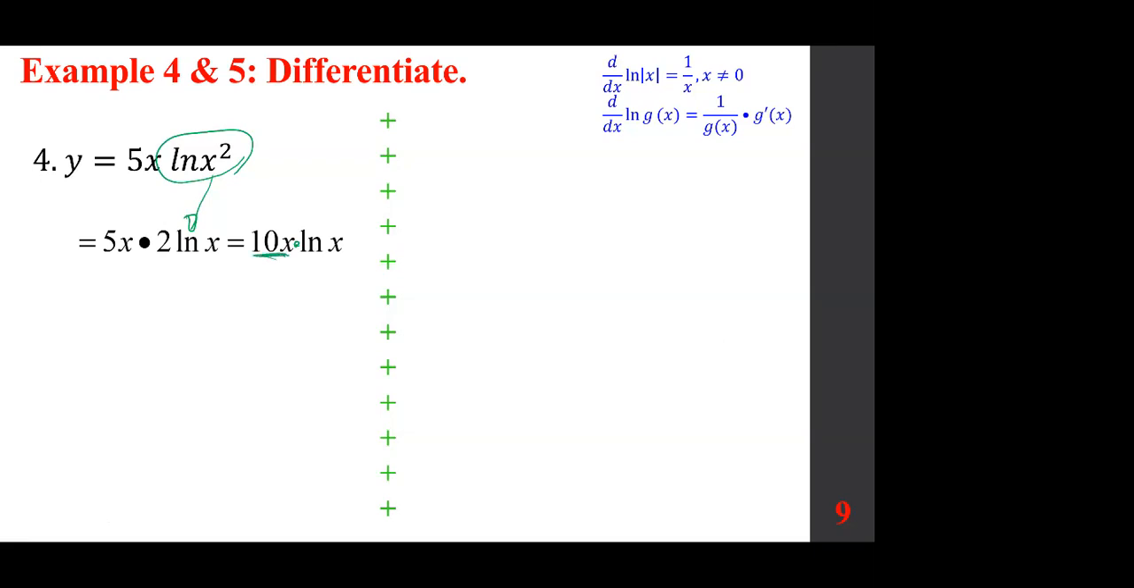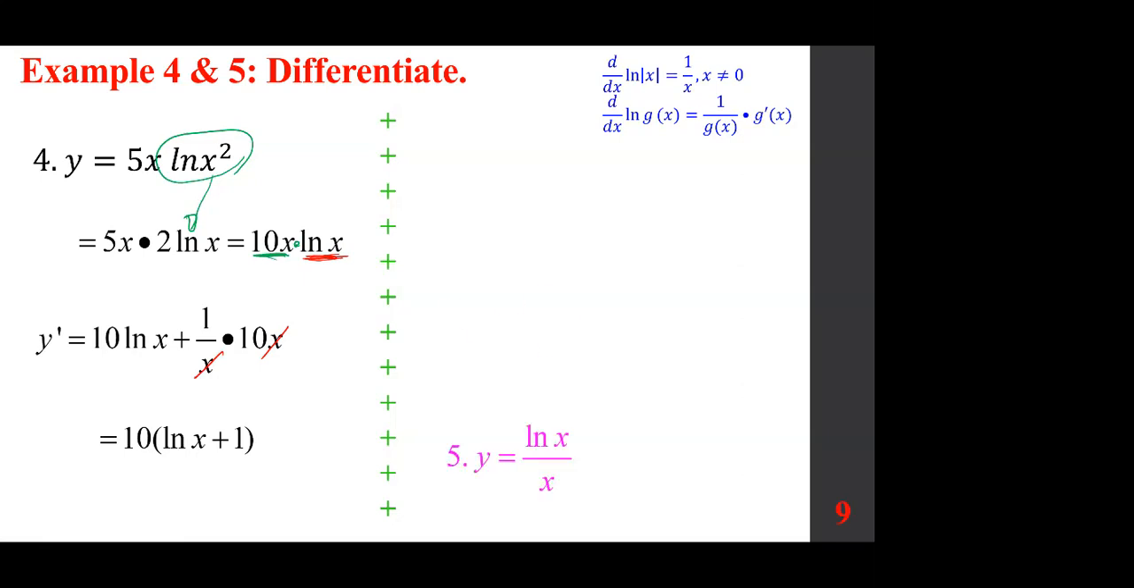The derivative of 10x gives you 10 times ln x plus ln x gives you 1 over x times 10x. Okay. And I hope you see that this cancels out this one. You have 10 ln x plus 10, we can take a common factor of 10. All right.